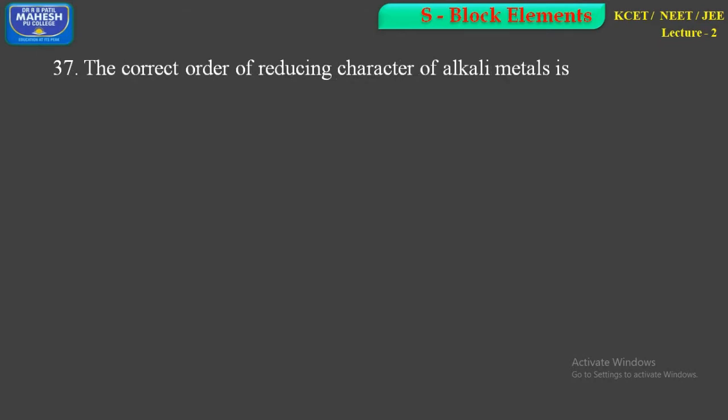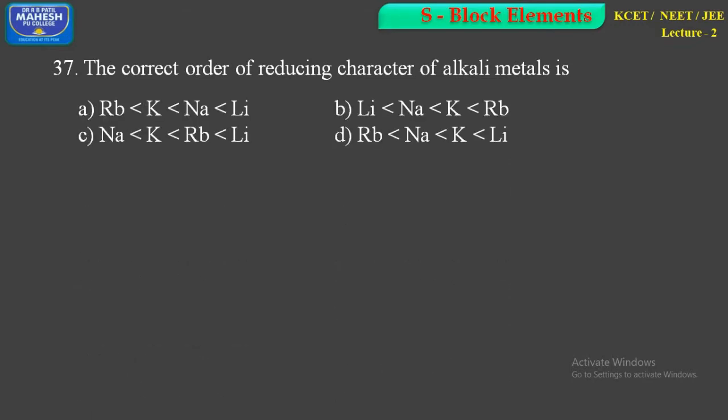Question 37. The correct order of reducing character of alkali metals is option A, in increasing order, rubidium, potassium, sodium, lithium. Option B, lithium, sodium, potassium, rubidium. Option C, sodium, potassium, rubidium, lithium. And option D, rubidium, sodium, potassium, and lithium.